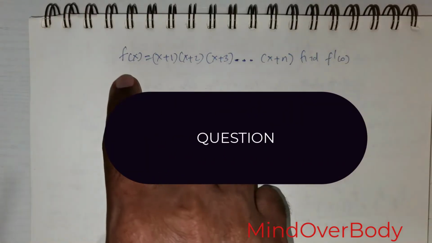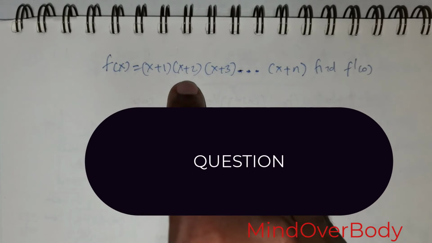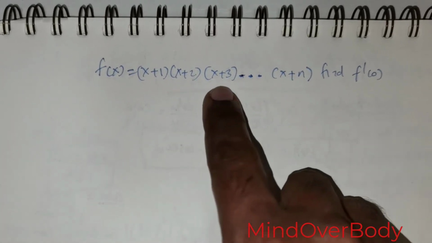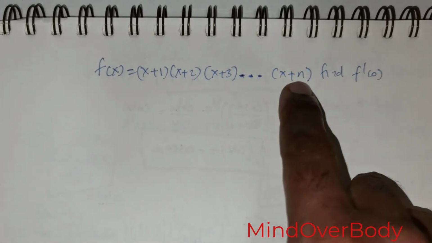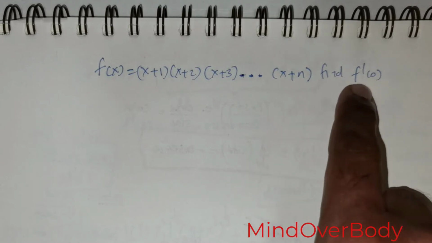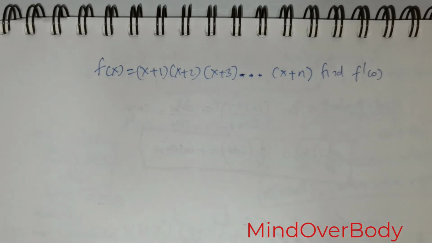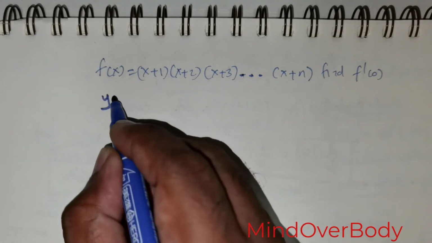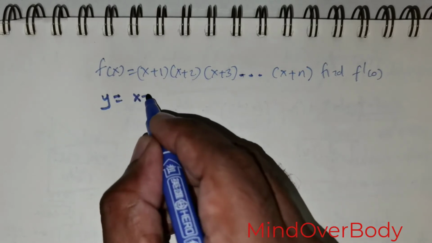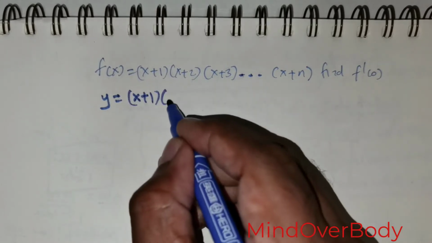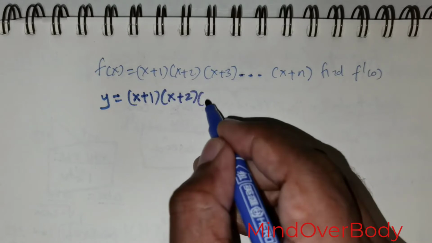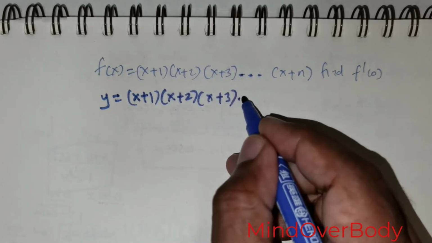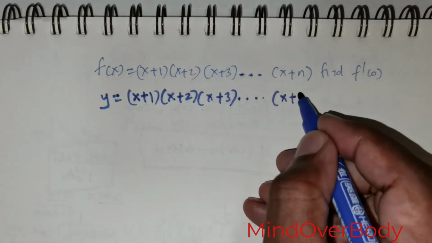Students, we are given f of x equal to (x+1)(x+2)(x+3) and so on up to (x+n). We are expected to find f dash of 0. Foremost, I would like to rewrite f of x as y, and the other terms are just as they are. So you have a product of this many terms.